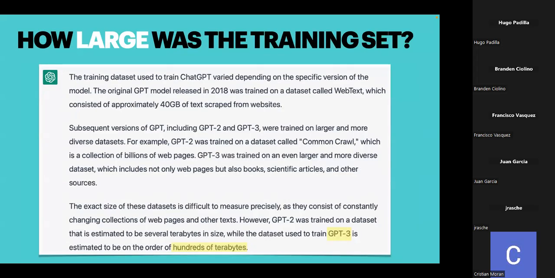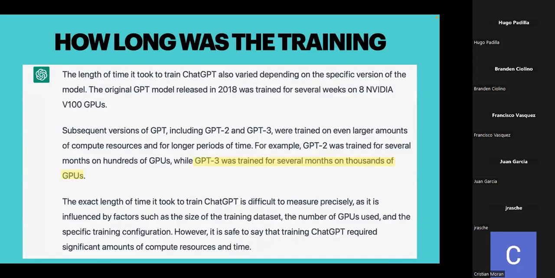How large the data set is, ChatGPT didn't tell us, but ChatGPT is based on GPT-3.5, which is the one version after GPT-3, and GPT-3 was trained on hundreds of terabytes of data. This Mac has 2 terabytes of hard drive, which means hundreds of those. Next question: how long was it trained? I asked ChatGPT the same question, and again it didn't give us the answer, but it said something about GPT-3, that it was trained for several months on thousands of GPU cards. I also wrote down an estimation: ChatGPT was possibly trained on 10,000 to 30,000 A100 GPU cards, and it takes around 3 months.